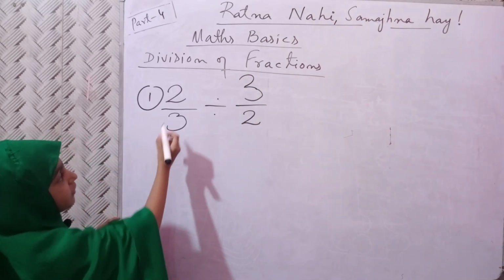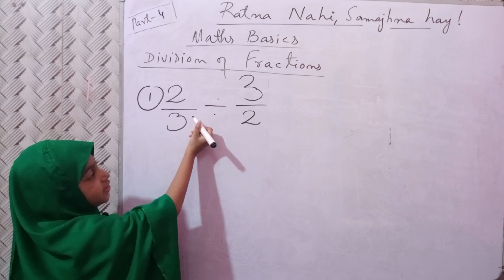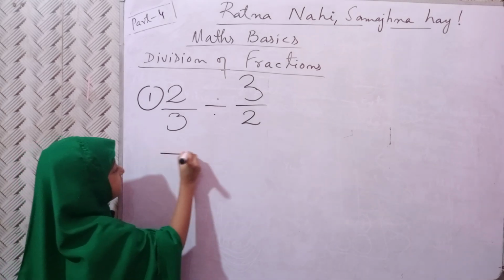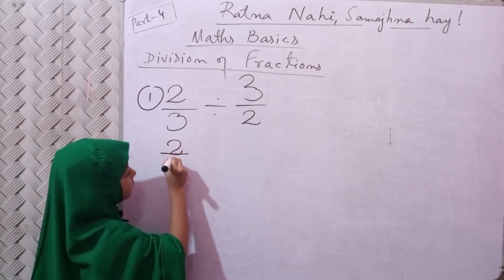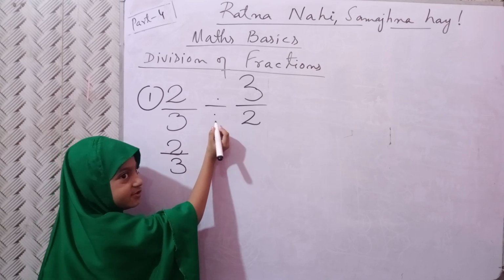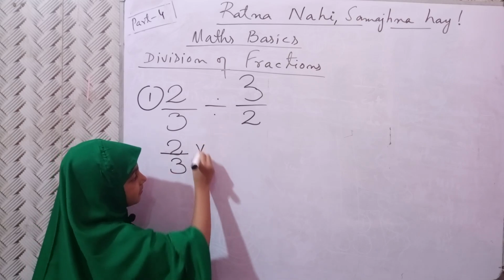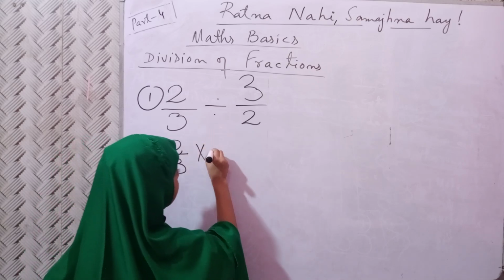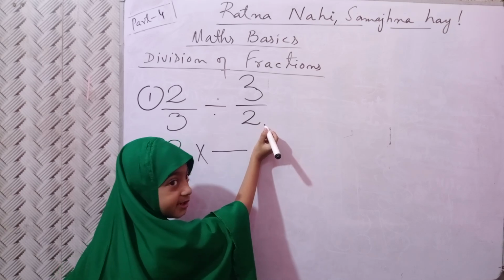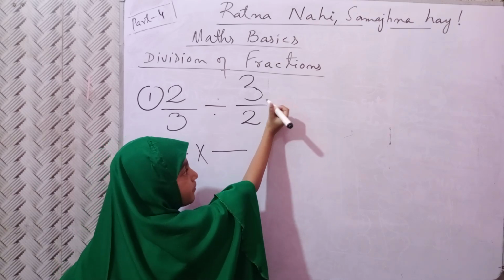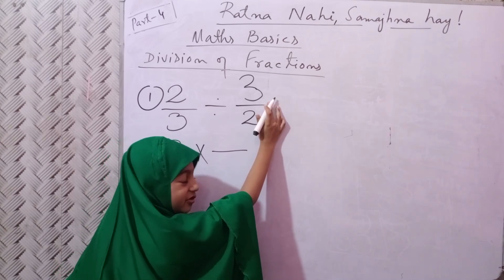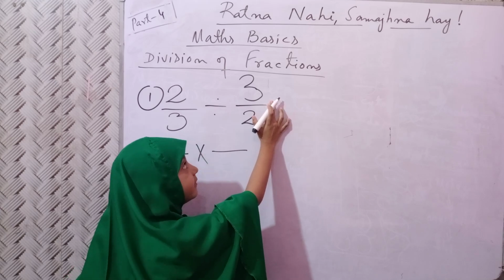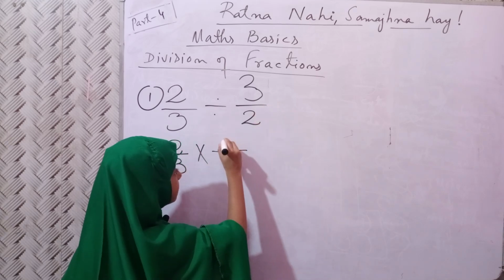First of all, we'll write this fraction, write it down as it is. Done. In this, the division sign will become a multiply sign. Again, the denominator comes in the numerator's place and the numerator becomes the denominator, like this.